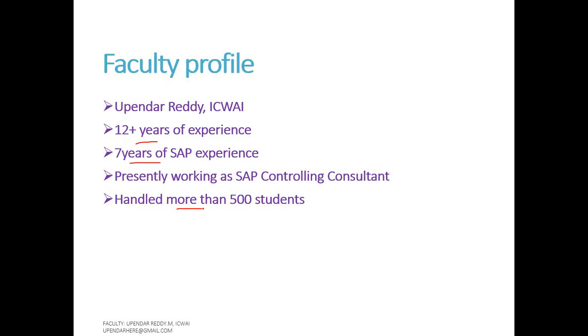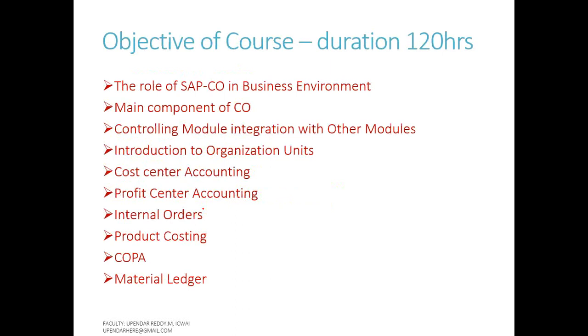So I will take controlling advanced concepts. In this demo, I will just brief what contents we are going to cover in this training. The total duration of the training will be 120 hours. After completion of this training, you will be able to work comfortably as a controlling consultant. So we are going in detail.